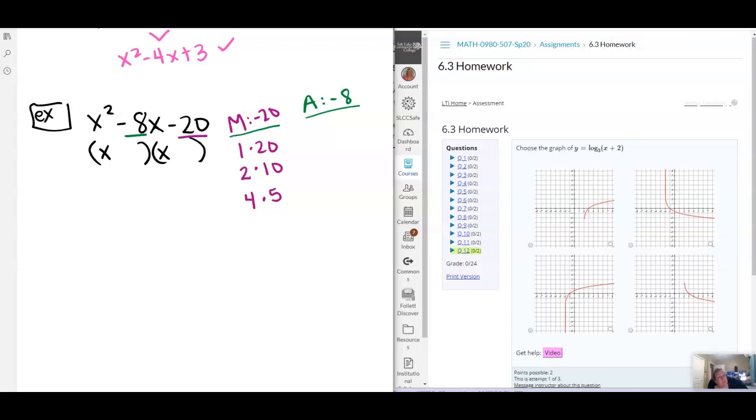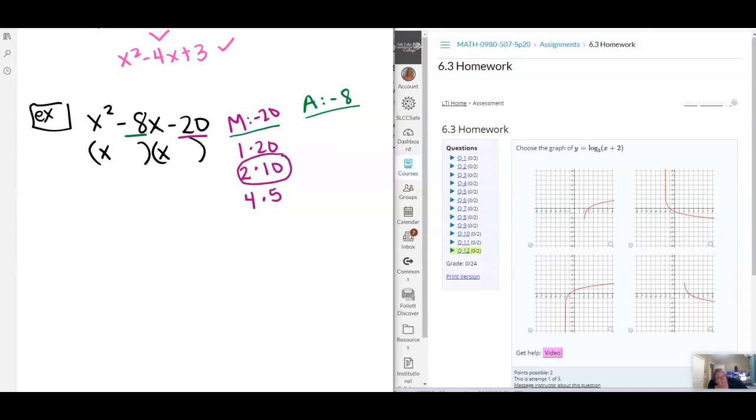So now I'm trying to think about these going, okay, if I were to add or subtract these numbers together, how could I end up with a negative 8? Right, so which of these factors do you think I'd want to use? Which factors would add or subtract to give us 8? Yeah, it is the 2 and 10 on this.